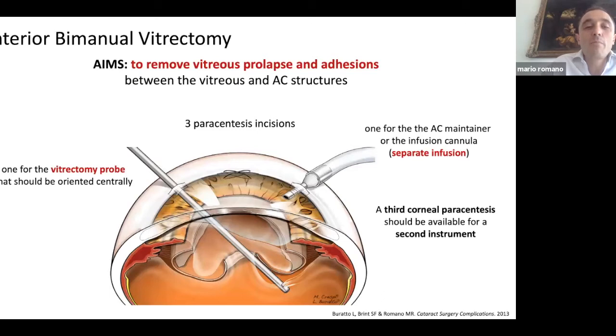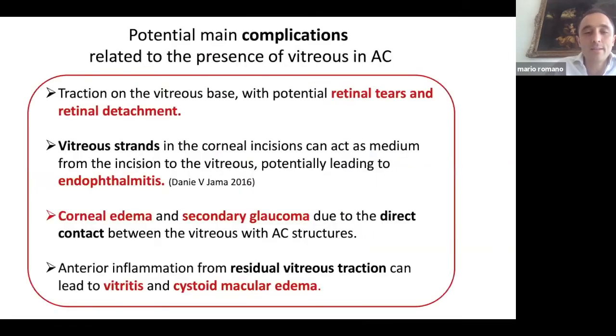So the anterior bimanual vitrectomy aims to remove the vitreous prolapse and the adhesion between the vitreous and the anterior chamber structures. So we need the vitrectomy probe in one hand, we need to place a separate infusion, and then we need another paracentesis for a spatula, for a second instrument, in the third corneal paracentesis.